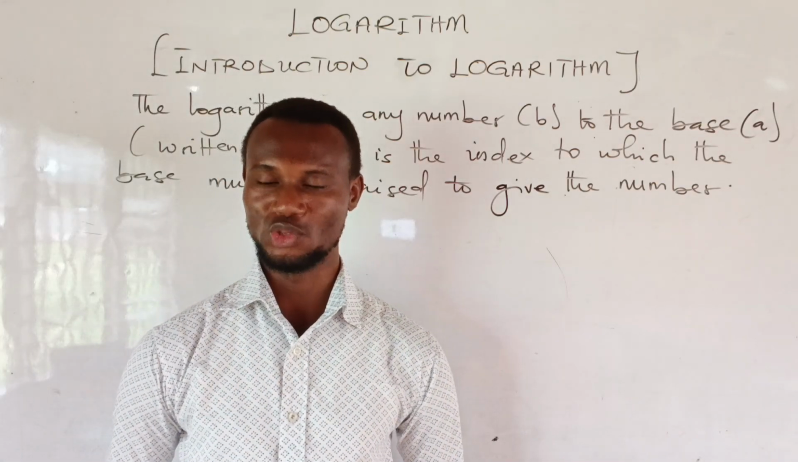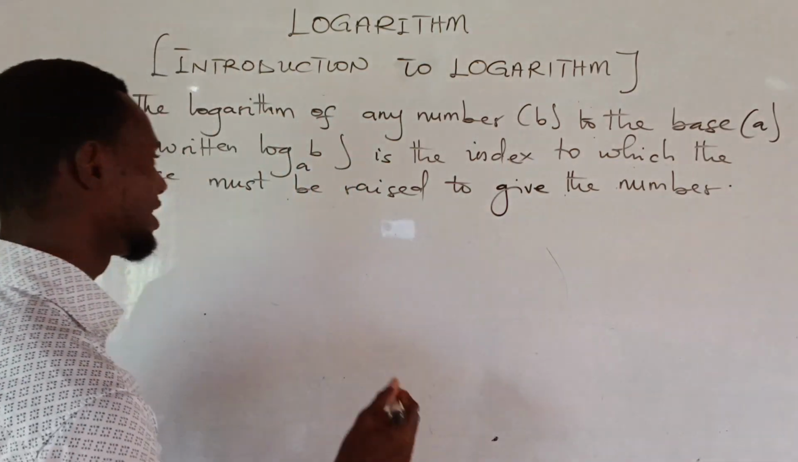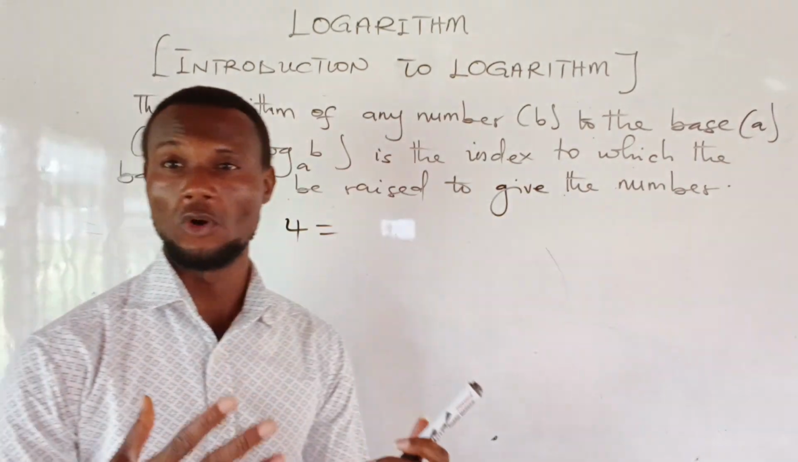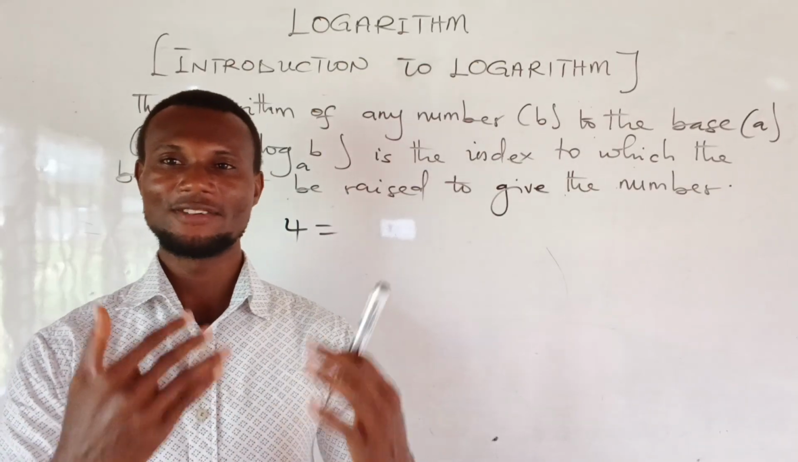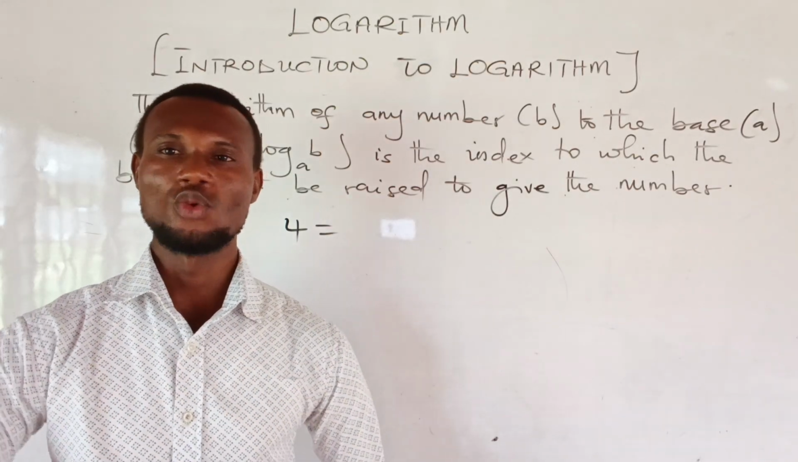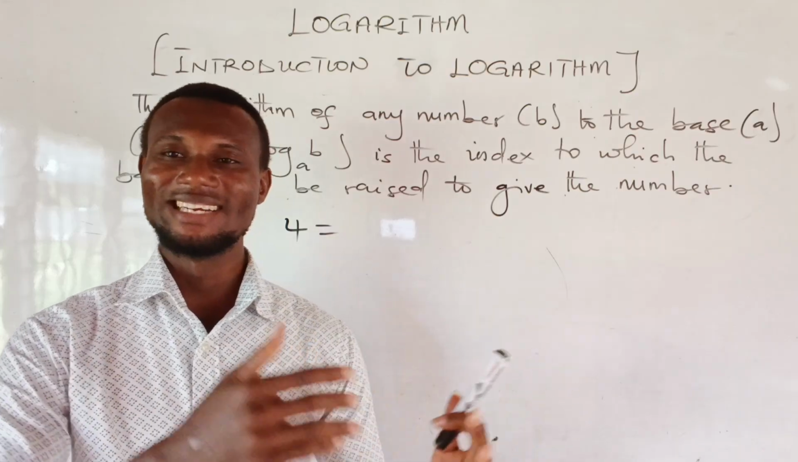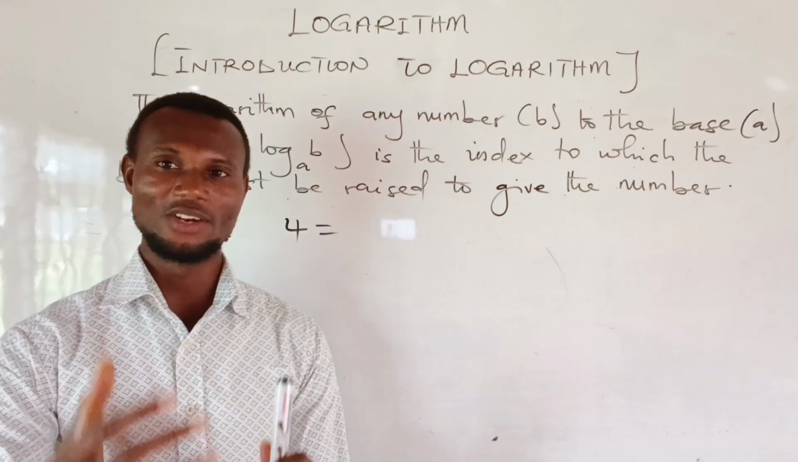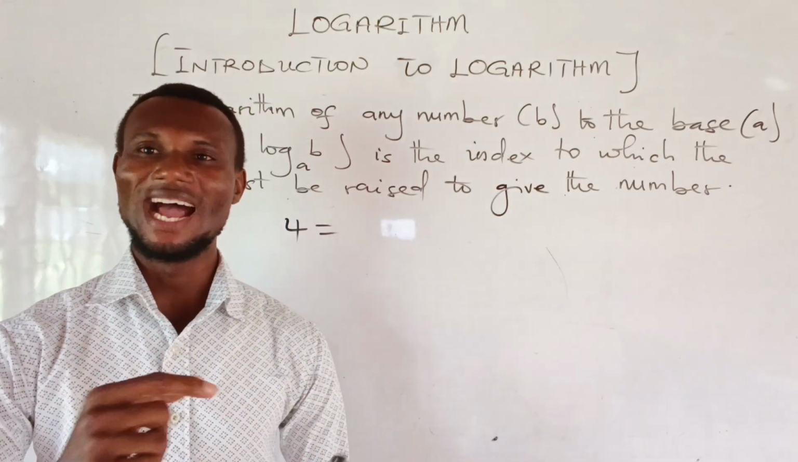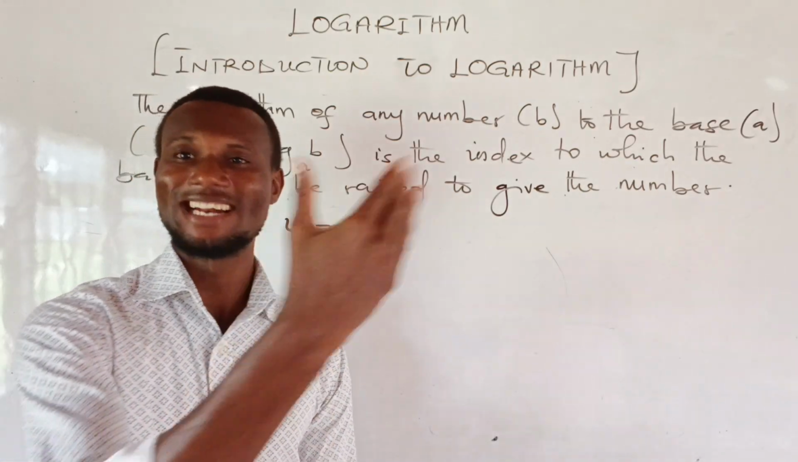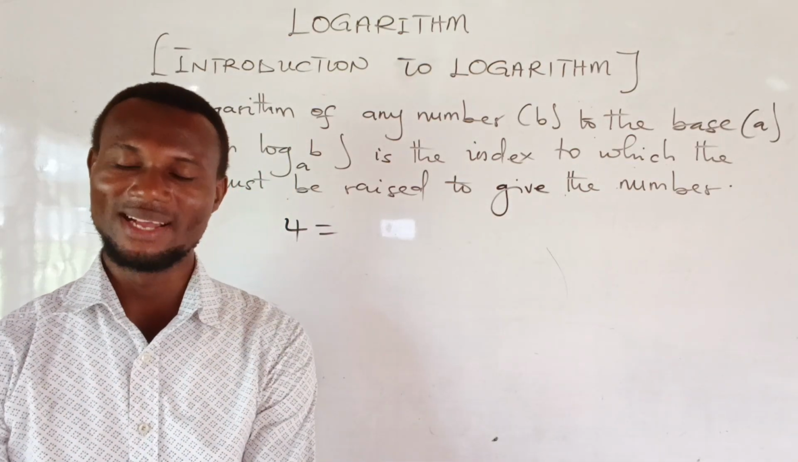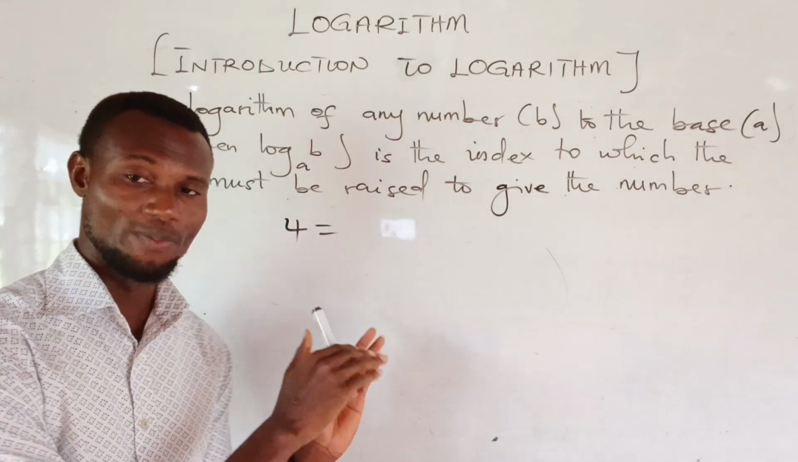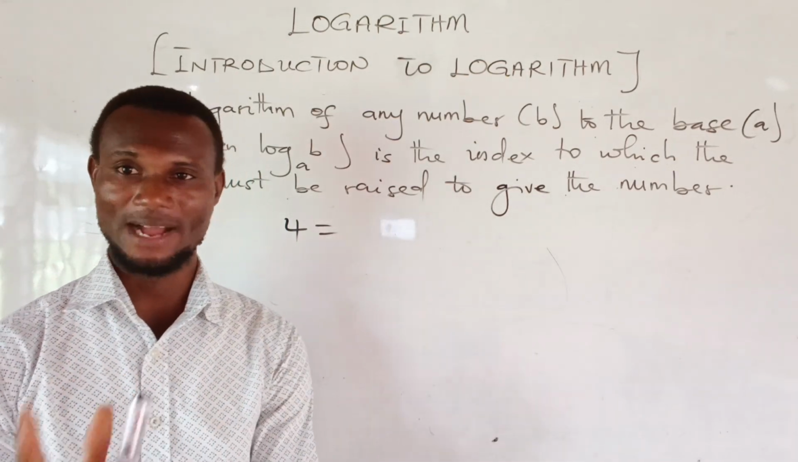Let me use some examples to explain it to you. Assuming I have 4, and you are being asked to express 4 in index form. Expressing 4 in index form simply means that you are going to pick one number that will multiply itself several times to give you the 4. So that's the meaning of expressing 4 as a repeated multiple of another number. I hope the explanation is clear enough up to this point.